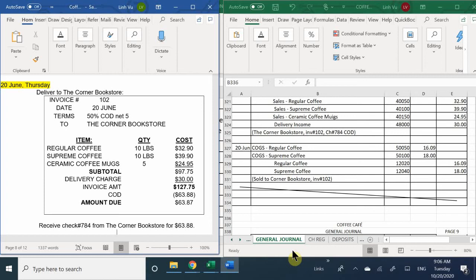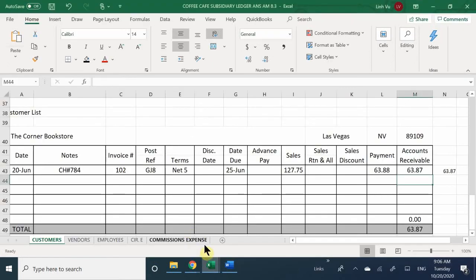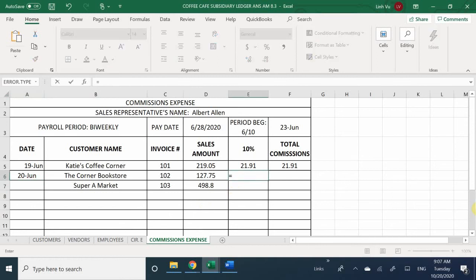Mia, what next? Oh, we update the commission's expense report. Exactly. We're going to have to go update our expenses. So, finding your employees sheet or your payroll sheet. For this one it's under commission sheet. We recognize that we actually delivered the stuff to the Corner Bookstore, right? So 102 for $27,127.75. So we need 10% of that.